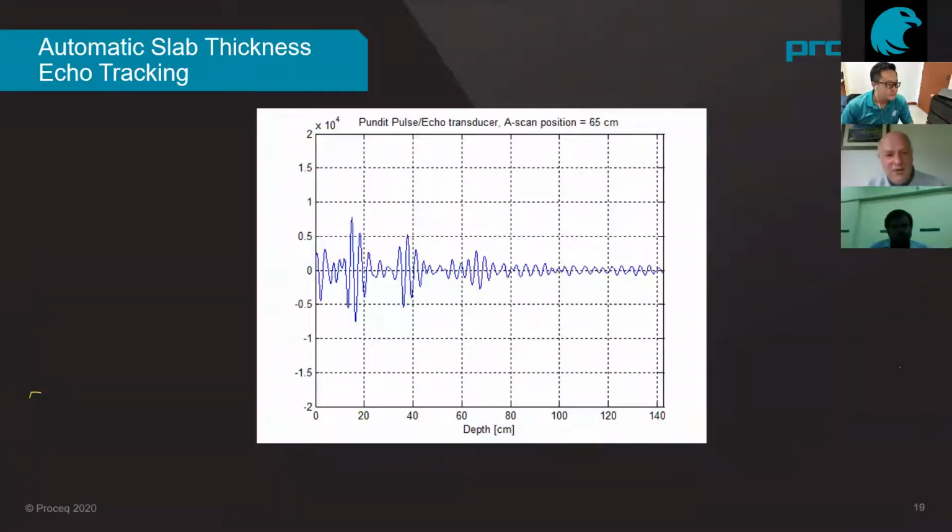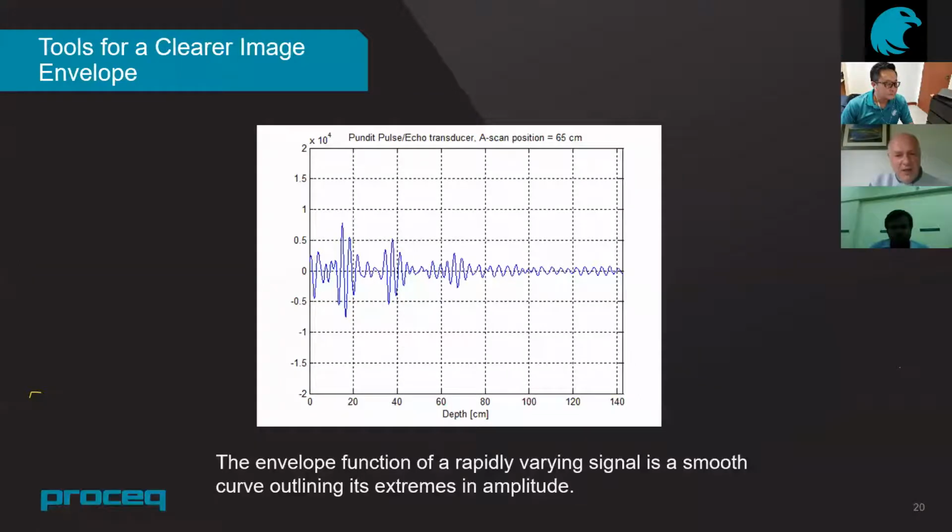What it does have is automatic slab thickness, so it detects exactly where the echo is taking place. So you can see here's a typical echo trace, and it has an algorithm inside to detect which is the backwall echo, and this is used for thickness measurements. There's also some technology inside for creating clearer images. So we rectify the image first and then create the envelope. And this allows us also to generate better images.